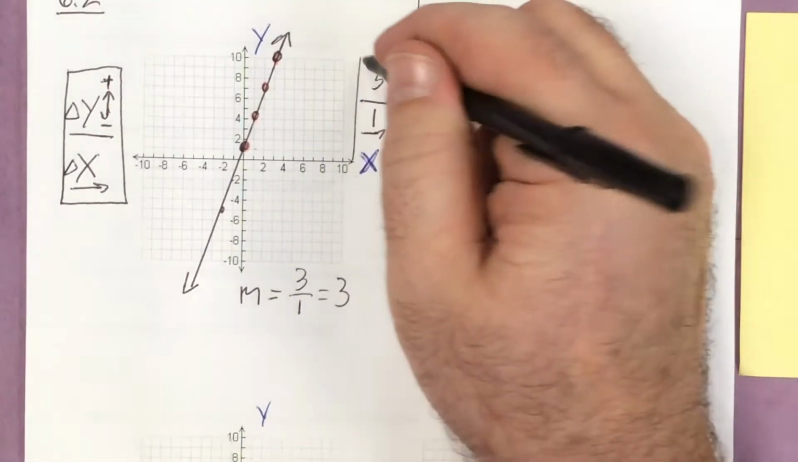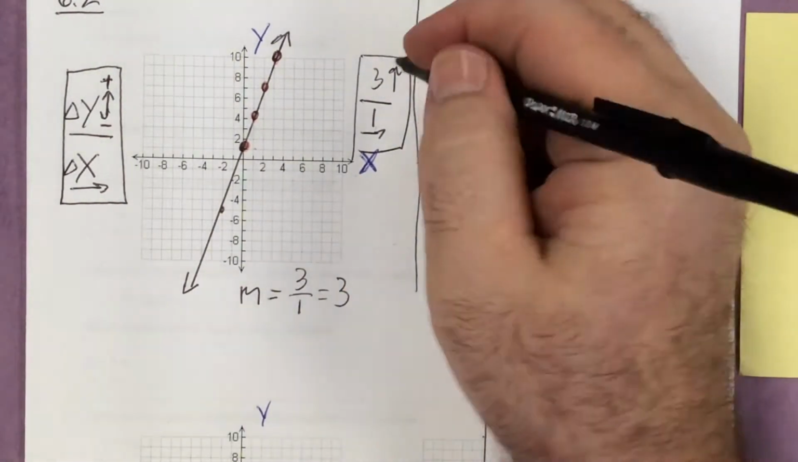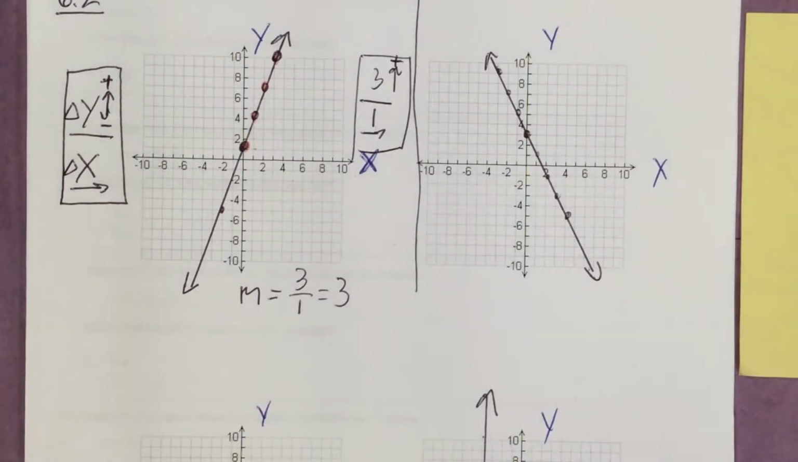So here's our slope box here. We went to the right one, we went up 3. That gives us a slope of positive 3, because remember, when you go up, that's going to be positive.